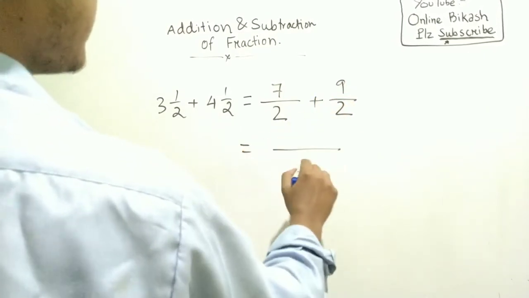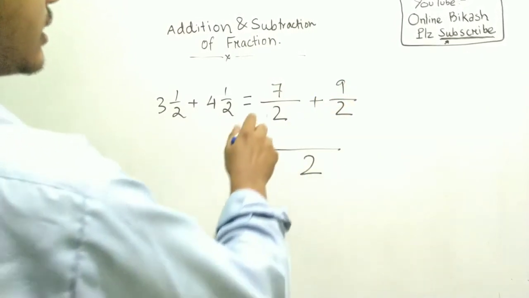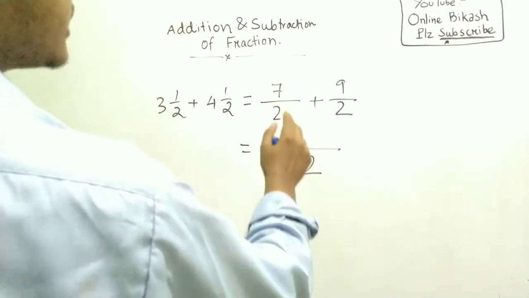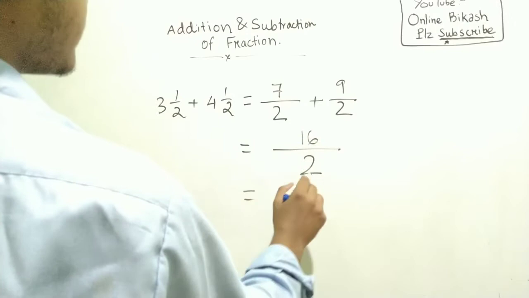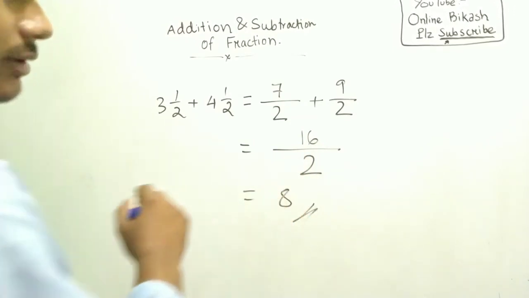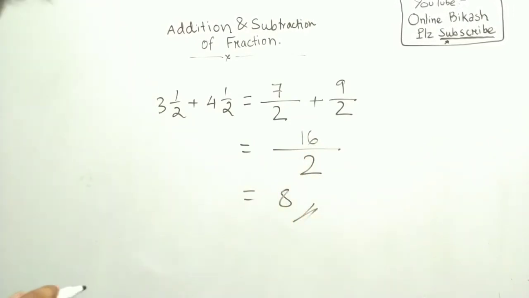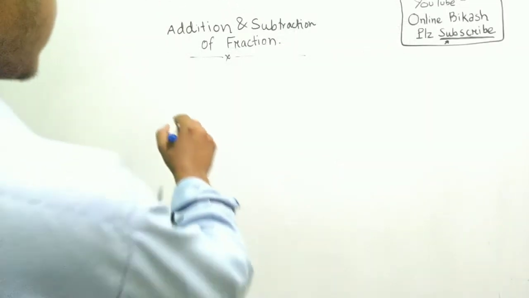Now having the same denominators, what will result? The numerators will be added. 7 plus 9 is 16. So 16 by 2, 2 8s are 16, so 8 will be our answer. Very simple it is. Let us take another example.